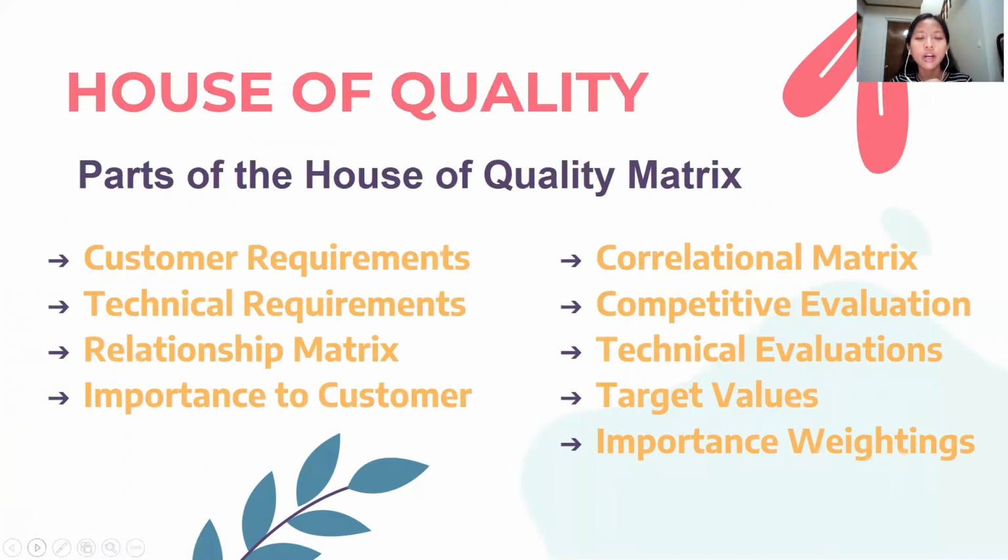There are 9 parts of the house of quality matrix, namely the customer requirements, technical requirements, relationship matrix, importance to customer, correlation matrix, competitive evaluation, technical evaluations, target values, and the importance weightings. To understand more about the parts of the house of quality matrix, we refer to the next slide.